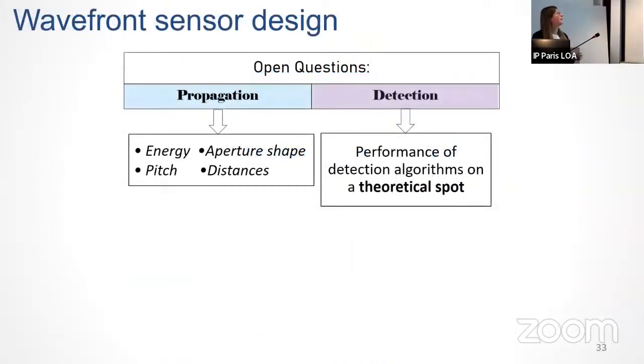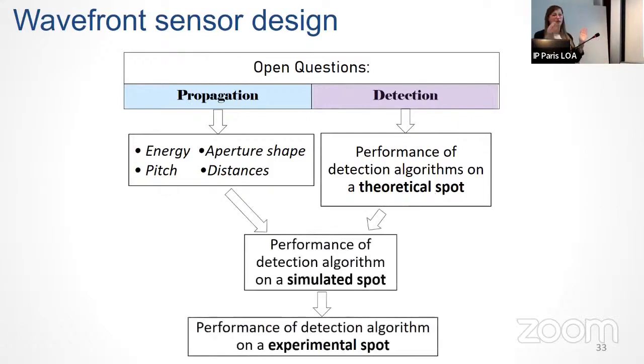So there were many open questions in the design of the Hartmann sensor that we want to answer. There will be the first part, which we divided into propagation problems, related to the energy, to the distances, to the shape of the aperture of the mask. And on the other one, we had the detection problems. So we want to look at the performance of the detection algorithms on theoretical spots. Then we merged these two parts and looked at the performance both on simulated spots and experimental spots for the Hartmann.